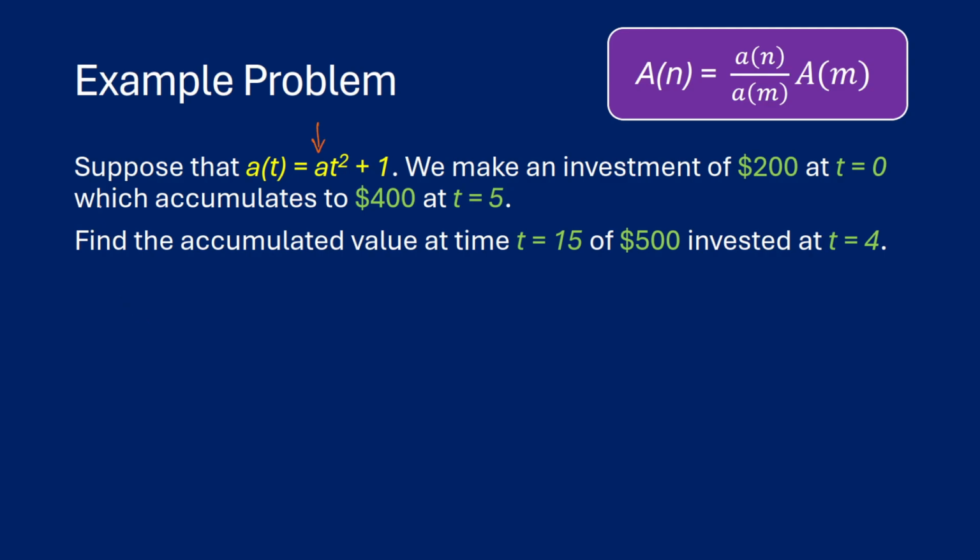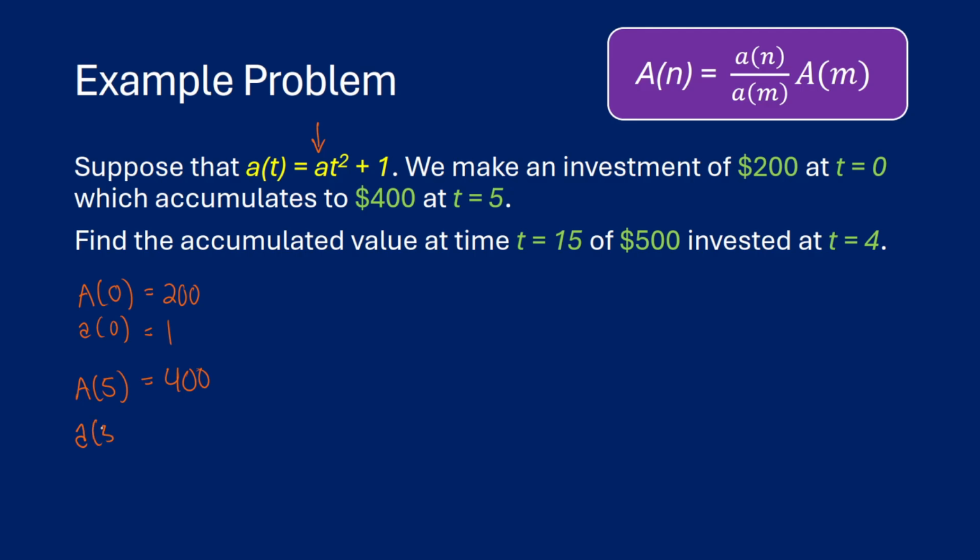That would be pretty nice. So we know that the amount at time 0 is equal to $200. And we know that the accumulation at time 0 is just going to be 1, since little a of 0 is always 1. We're looking at $400 at time 5. So the amount at time 5 is going to be 400.